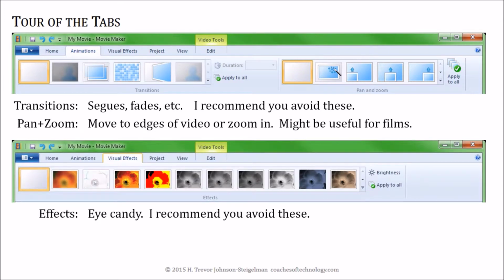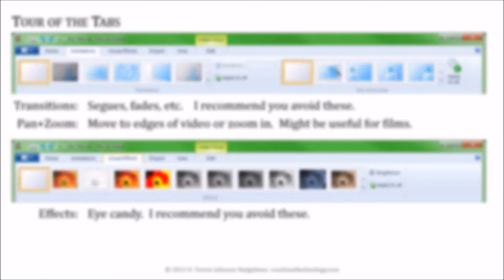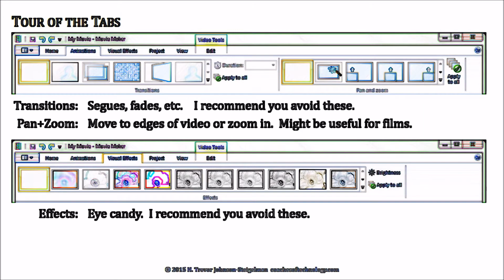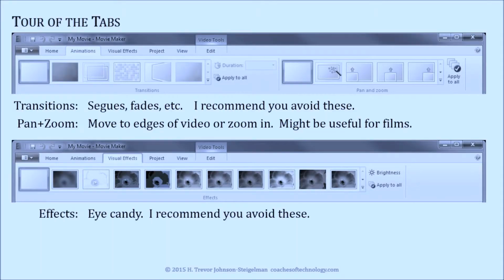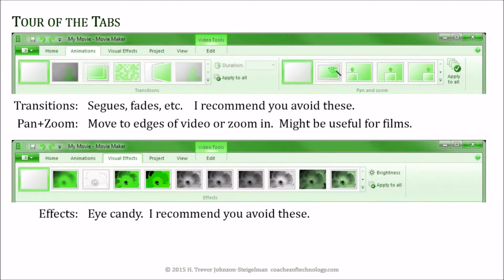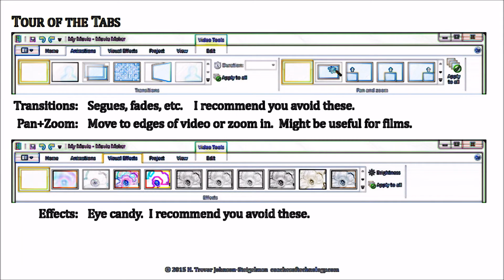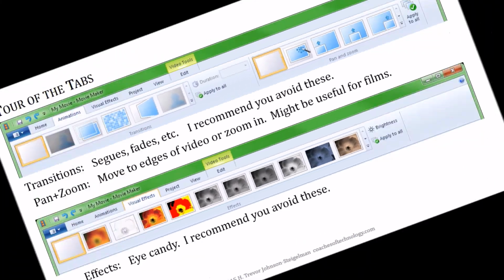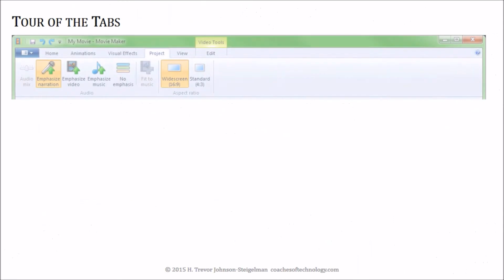The next tab is visual effects. These are basically eye candy. I really recommend that you avoid these for the same reason that I have you avoid doing transitions. But I'm going to leave a blank spot here, and I'm going to show you some of these to show you that they're cool, but not very effective for learning, at least in my opinion. On with the tour.